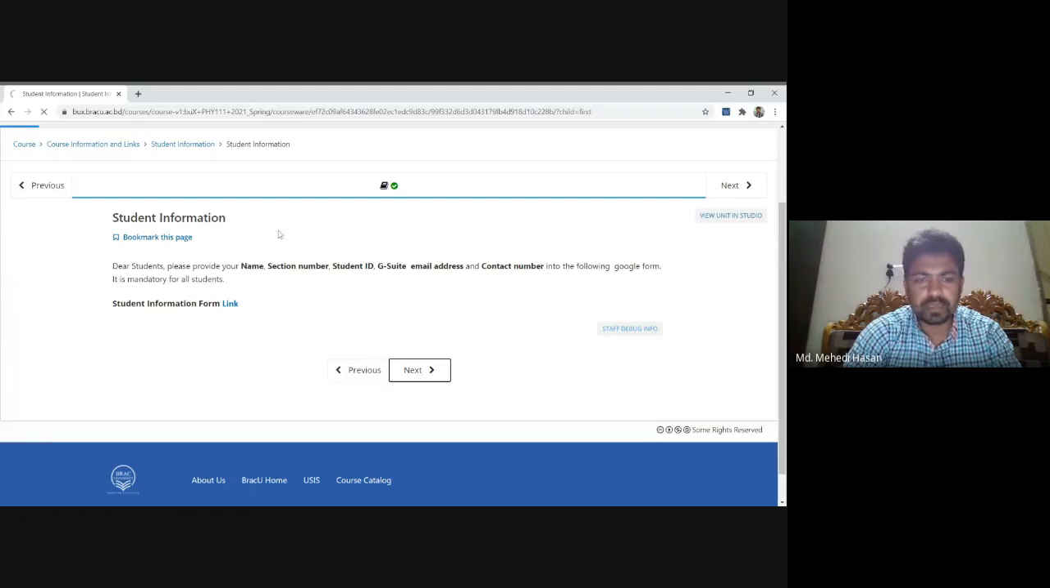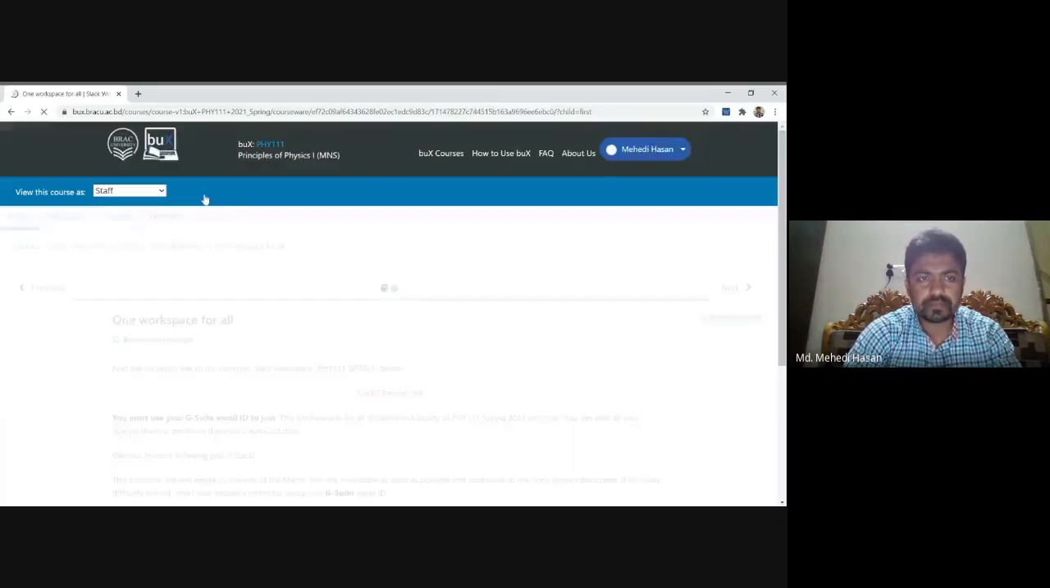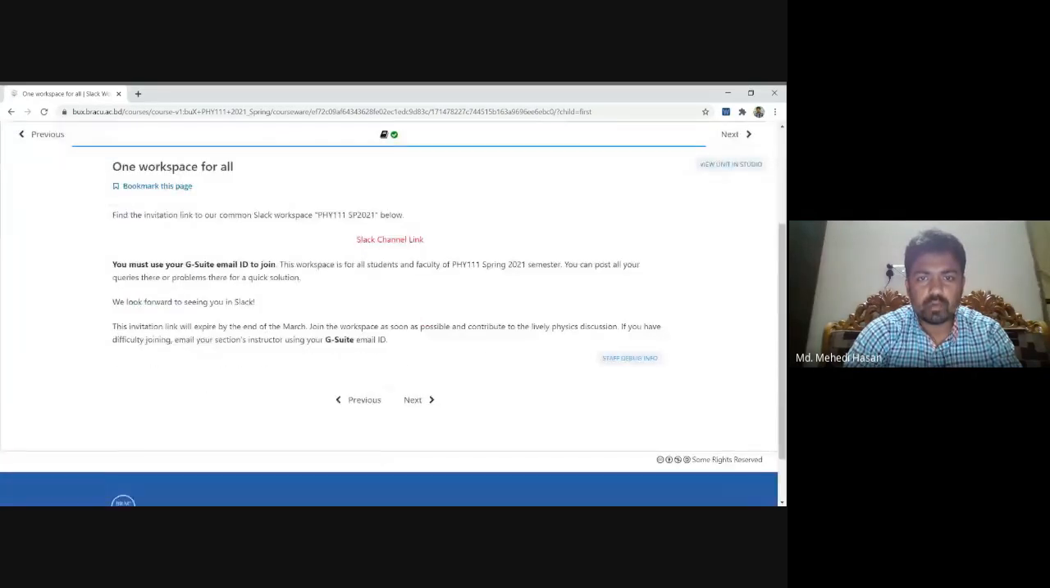So next, the workspace Slack link, the link is given in BUX. So you can add yourself. I think the invitation is given to join the Slack.